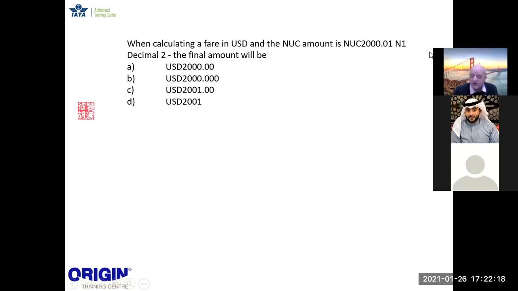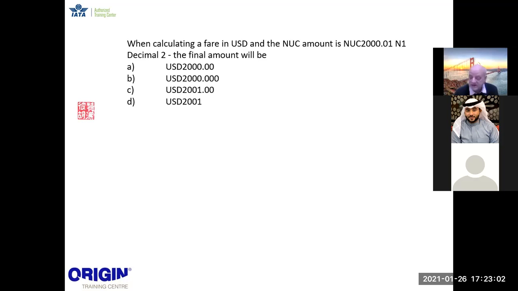But in this case, C and D, both of them, if the answer was correct, they have the same value, because 0 doesn't mean anything. But does it have decimal 2? No. If it says decimal 2, your answer must have 2 figures after the decimal point. So you could get rid of B and D before you even start.